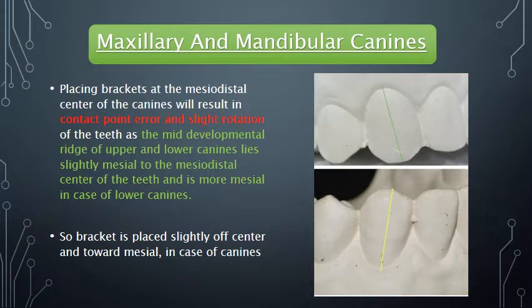Maxillary and mandibular canines. Placing brackets at the mesiodistal center of the canines will result in contact point error and slight rotation of the teeth. The mid-developmental ridge of the upper and lower canine lies slightly mesial to the mesiodistal center of the teeth, and is more mesial in the case of lower canines. So the bracket is placed slightly off-center and toward the mesial in the case of canines.